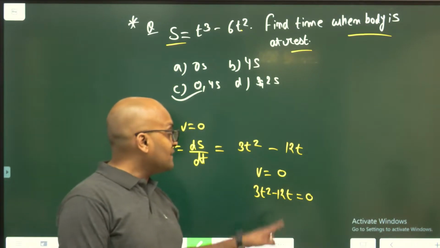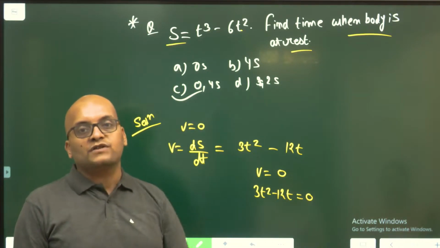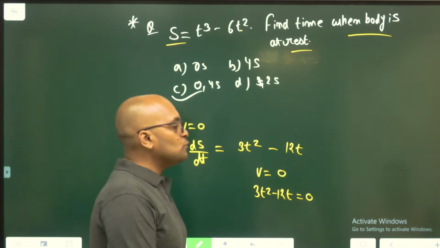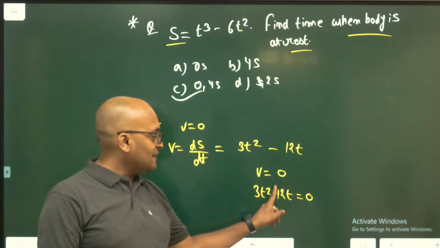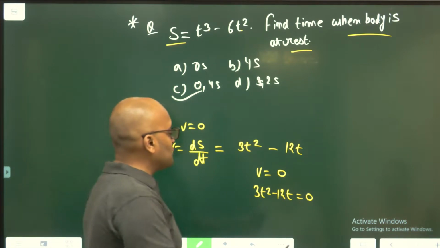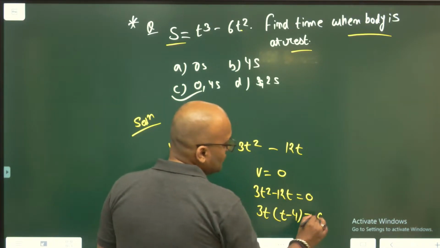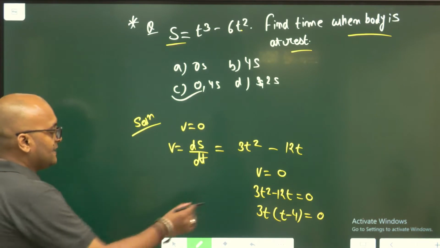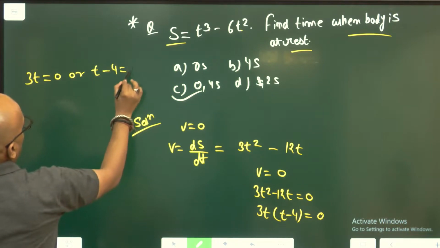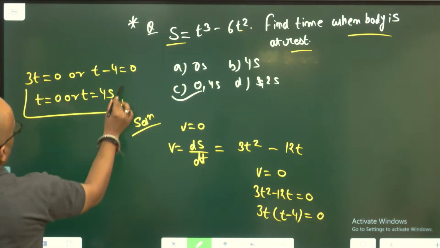Now this is a quadratic equation in t square, and a quadratic equation has two roots, so there will be two values of time. Don't do that 8th class thing where you transfer 12t here, cancel out t and say t is equal to 4. Don't do that. Take 3t common and you will get t minus 4 equal to 0. So 3t is equal to 0 or t minus 4 is equal to 0. So t is equal to 0 or t is equal to 4 seconds. Is it clear or not?